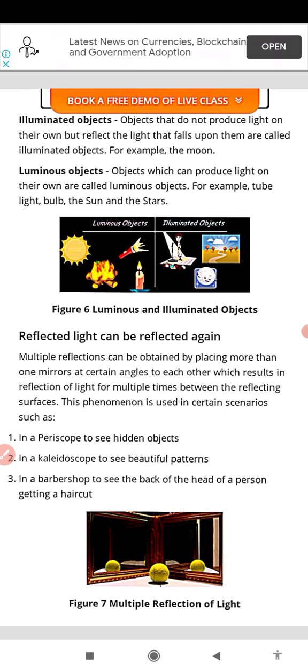Now illuminated objects and luminous objects. Objects which do not emit light by themselves, but if any light falls on them they are seen and they shine, are called illuminated objects, like the moon. But luminous objects are the objects which emit light. For example, tube light, bulb, sun, and the stars.